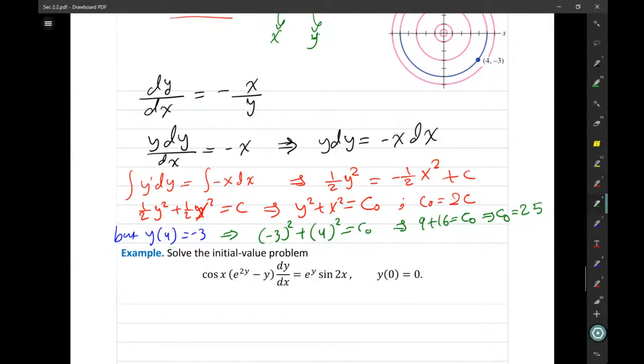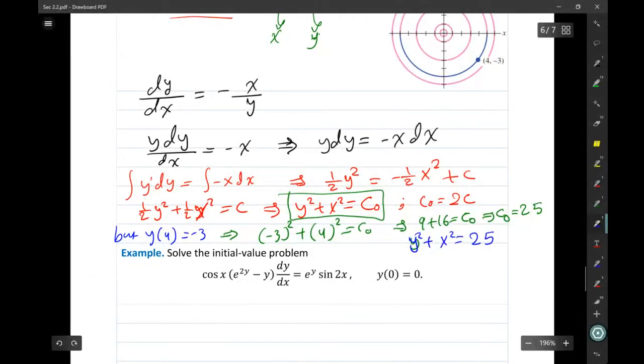Now go back and substitute c0 again in your solution. The solution becomes y square plus x square is equal to 25. Now let us see. When I said x square plus y square is equal to 25, what does this represent? A circle with radius 5, center at the origin. Circle r is equal to 5, center 0, 0.